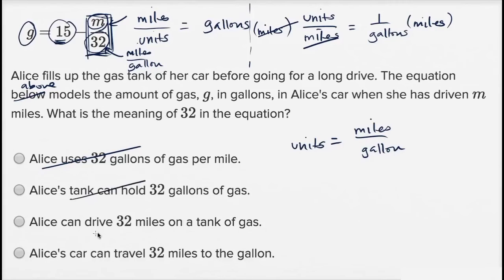So that's not right. Alice can drive 32 miles on a tank of gas. That's not right either. The units here are 32 miles per gallon. Alice's car can drive 32 miles to the gallon. Oh, wait, that was a close one. This isn't 32 miles per gallon. This is 32 miles on a tank of gas. This would be 32 miles over 15 gallons. No, that's not right. Alice's car can drive 32 miles per gallon. That's right. 32 miles per gallon.